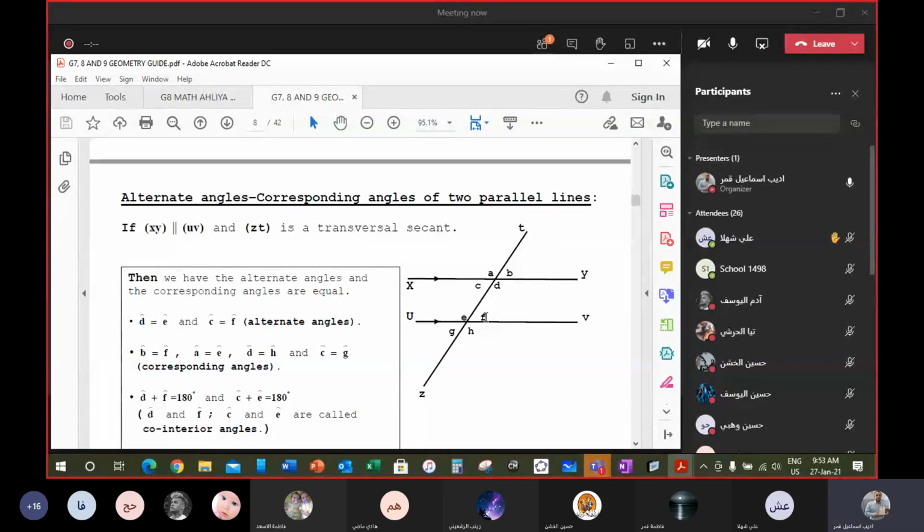These are corresponding angles. Or C and G are corresponding angles. D and H are corresponding angles. Also, A and E are corresponding angles.